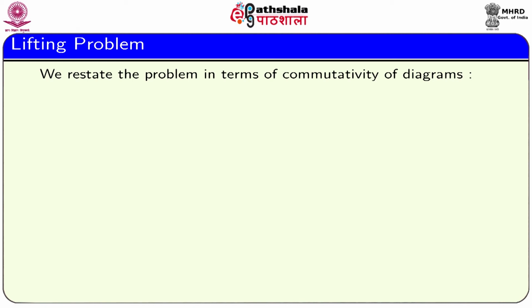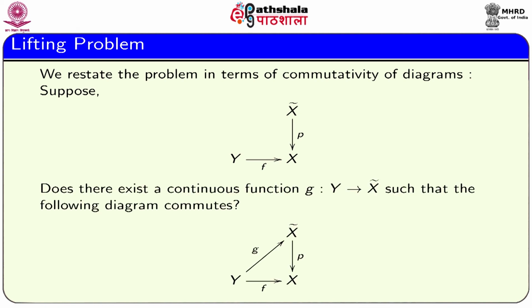So we restate this problem in terms of commutativity of diagrams. Suppose this diagram is given. This diagram consists of 3 topological spaces, Y, X and X tilde, and 2 continuous functions. One is f and the other one is p. Moreover, this function p is surjective. The question is, does there exist a continuous function g from Y to X tilde such that this complete diagram commutes?